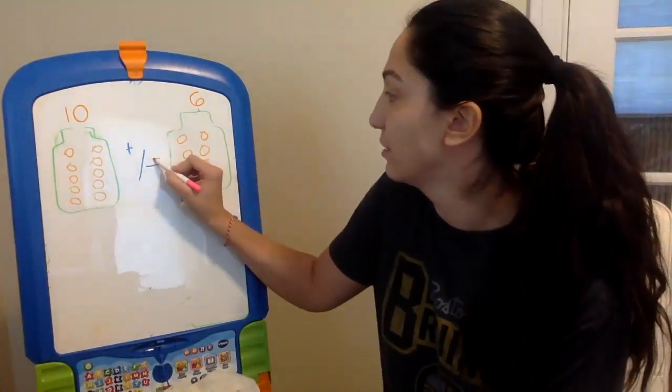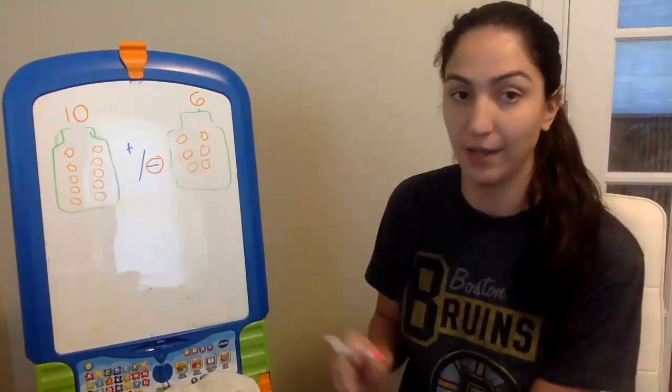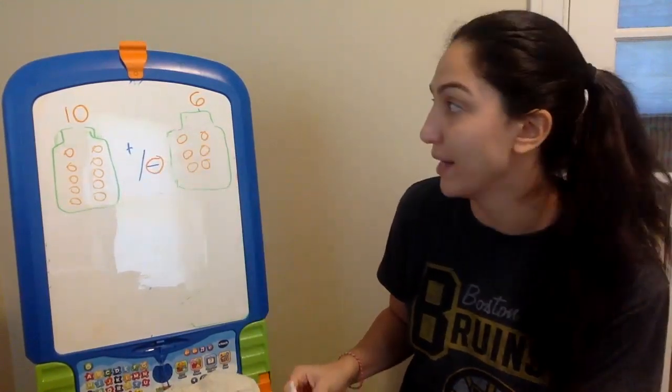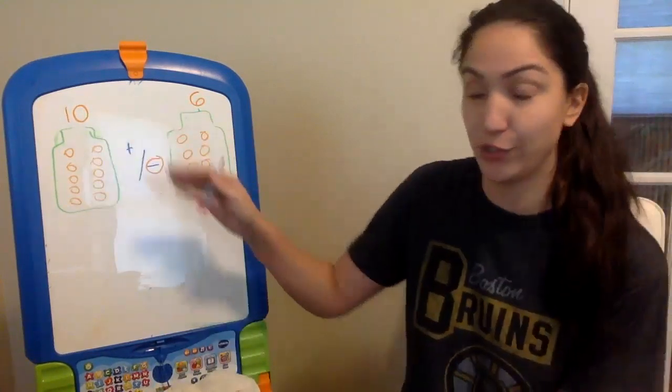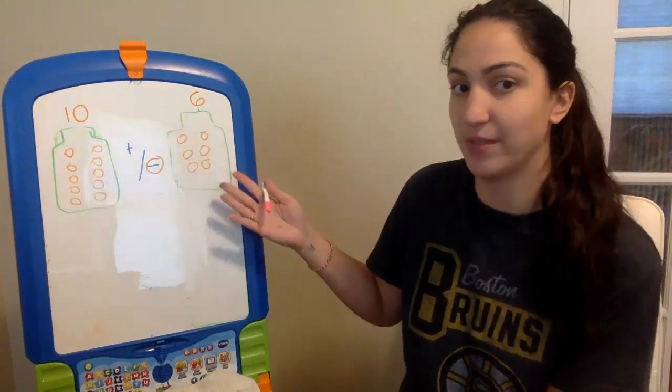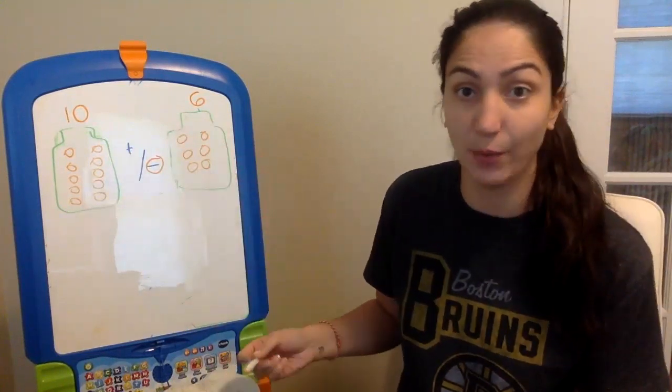Okay, so if you said subtraction, you are right. And the reason why we are subtracting is because 6 is less than 10. So I started with 10 and now I have 6, which means some were taken away.